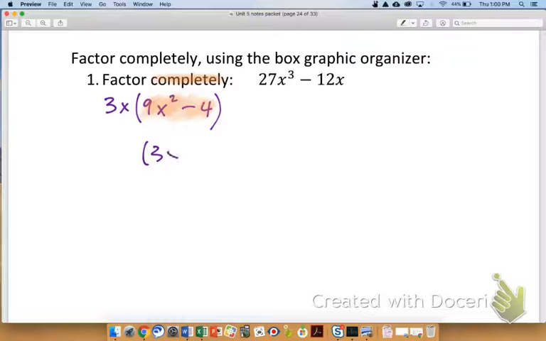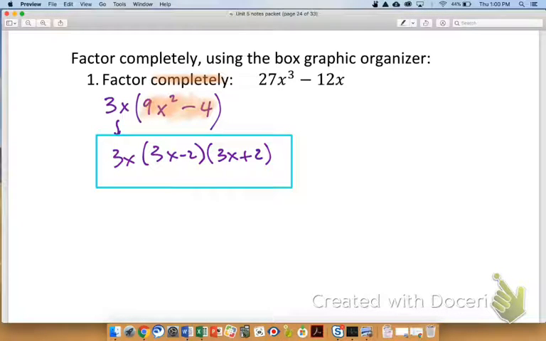3x minus 2 times? No, this would be 3x minus 2 times 3x plus 2. Remember, it's that minus plus pattern or plus minus pattern. Okay, then I don't want to forget that this 3x was there to begin with. And so what I'm putting inside this turquoise box is the complete factoring of 27x cubed minus 12x. I factored the GCF first, then we recognized that there was a difference of squares, and then you used your skills from yesterday to factor the difference of squares, and at this point I'm done. It's as factored as it could possibly be.